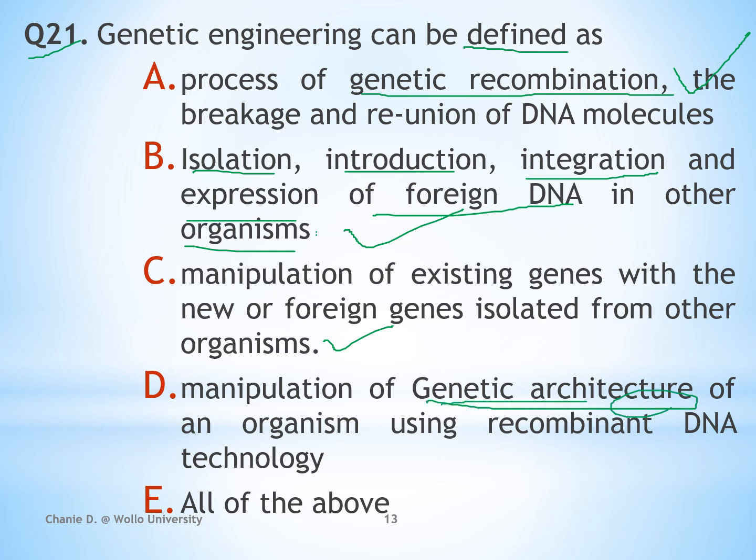It is genetic architecture. We change the map of a gene. We can change the appearance, the trait of an organism using recombinant DNA technology. This is also correct. So all are correct definitions of genetic engineering. So the correct answer is A for question number 21.